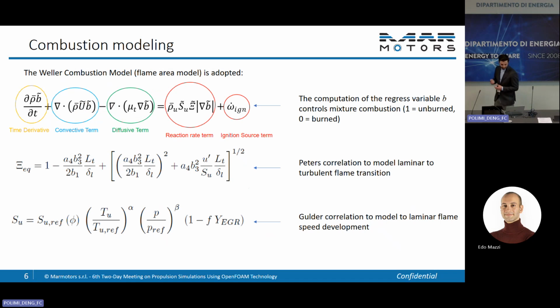So these are briefly the modeling that we used. The combustion was developed by the Weller combustion model, also called the flame area model, in which the flame development is modeled by a regress variable, and then the transition between the laminar and the turbulent behavior of the flame was modeled by the Peters correlation, and finally the laminar flame speed by the Gülder one.